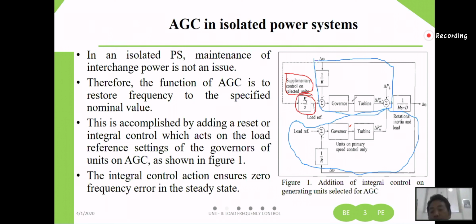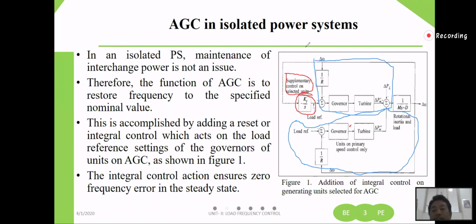It's specified. So now what we can do is employ this one, and then this interval will make zero, ensuring zero frequency error, which means there's no error at all. Whatever frequency is there, you will get that frequency. But in the speed governor only, we will try to adjust, and it will keep within the acceptable range. Acceptable range may be 49 to 51 hertz, but the nominal value may be 50 hertz. So if you employ AGC, then you will get exactly 50 hertz nominal frequency.